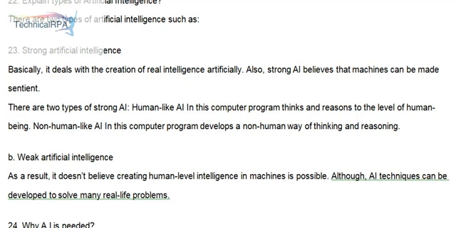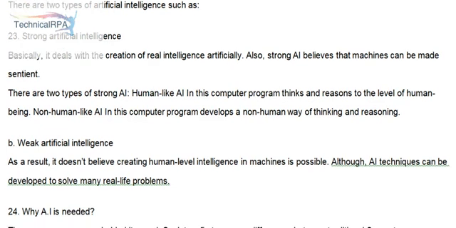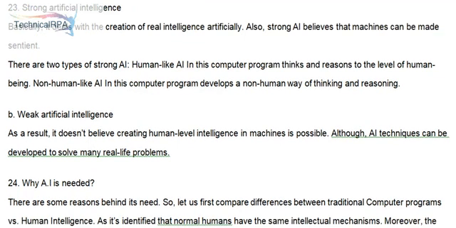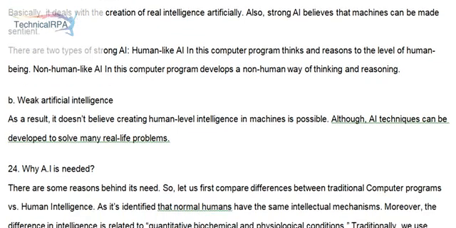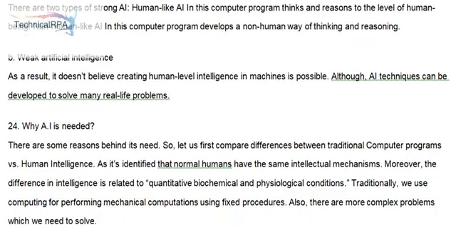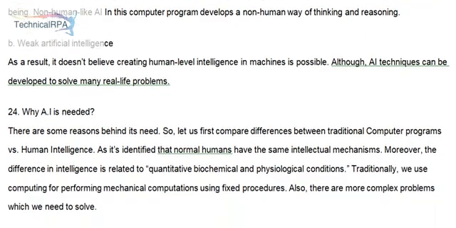B. Weak artificial intelligence. It doesn't believe creating human-level intelligence in machines is possible. Although, AI techniques can be developed to solve many real-life problems. 24. Why is AI needed? There are some reasons behind its need.